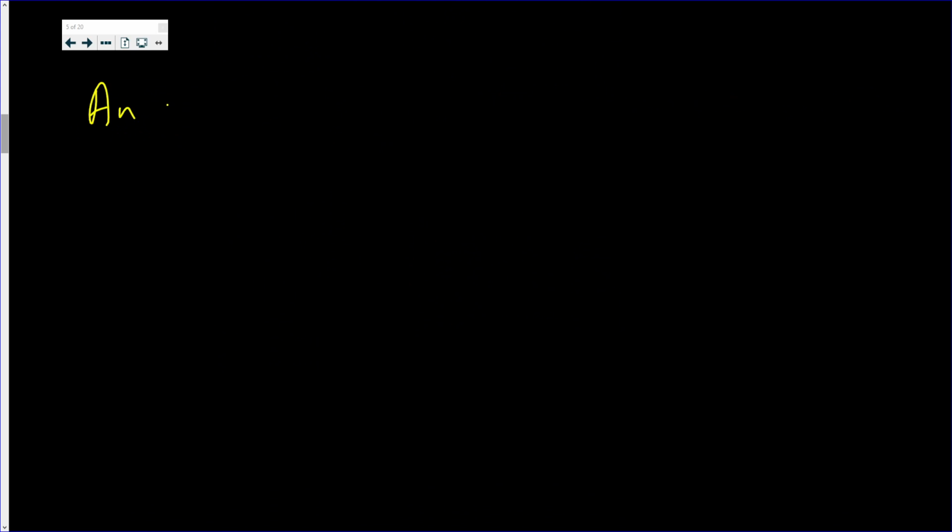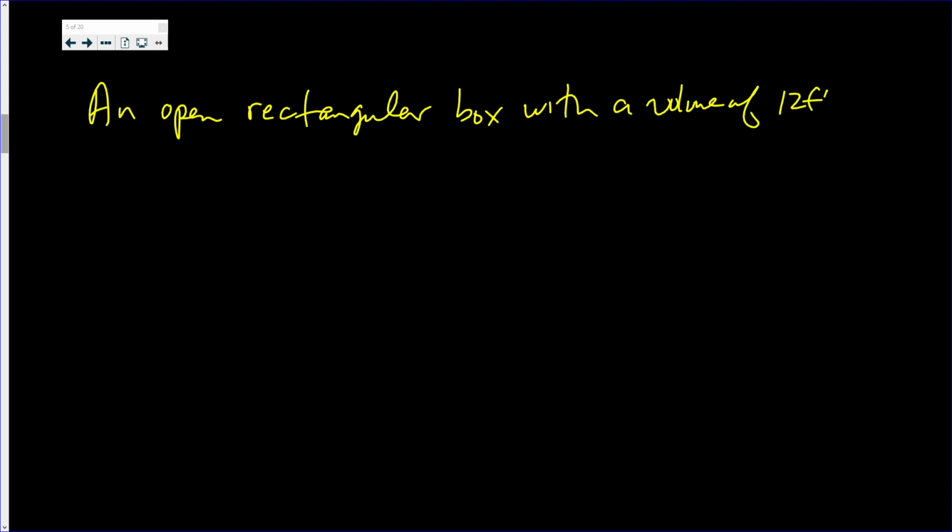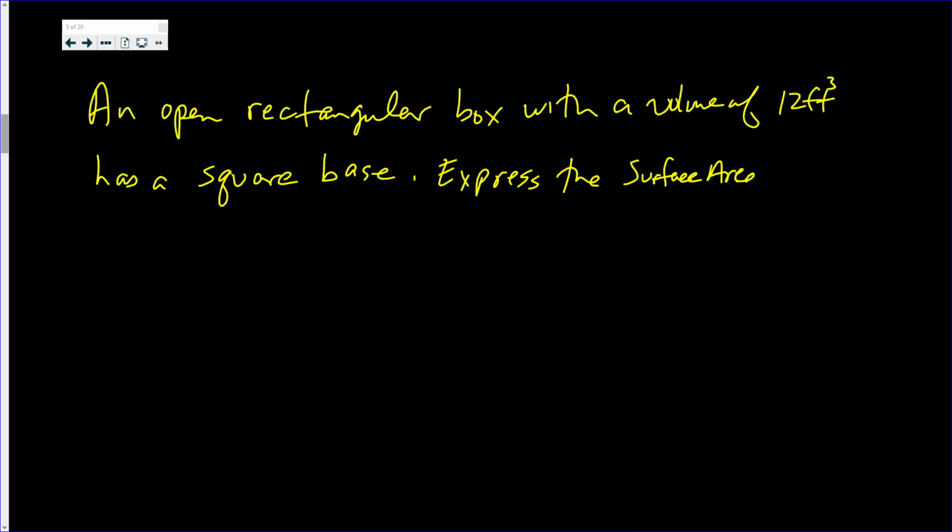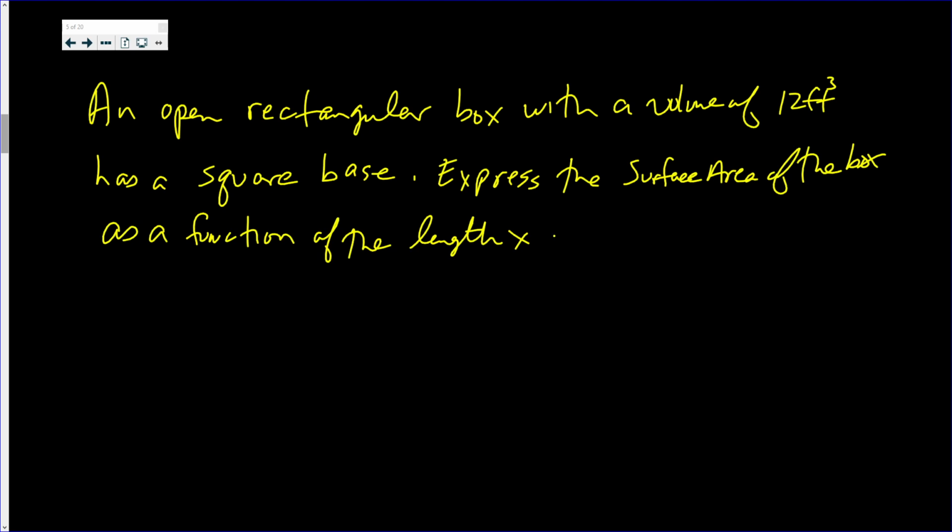Suppose you have an open rectangular box, and it has a given volume of, say, 12 cubic feet, and a square base. So we want to express the surface area of the box as a function of the length x of a side of the base.